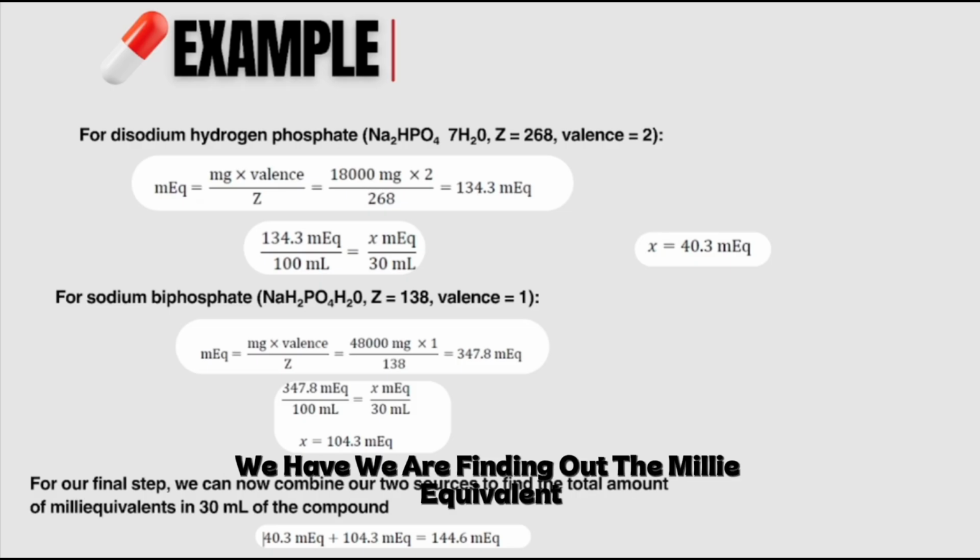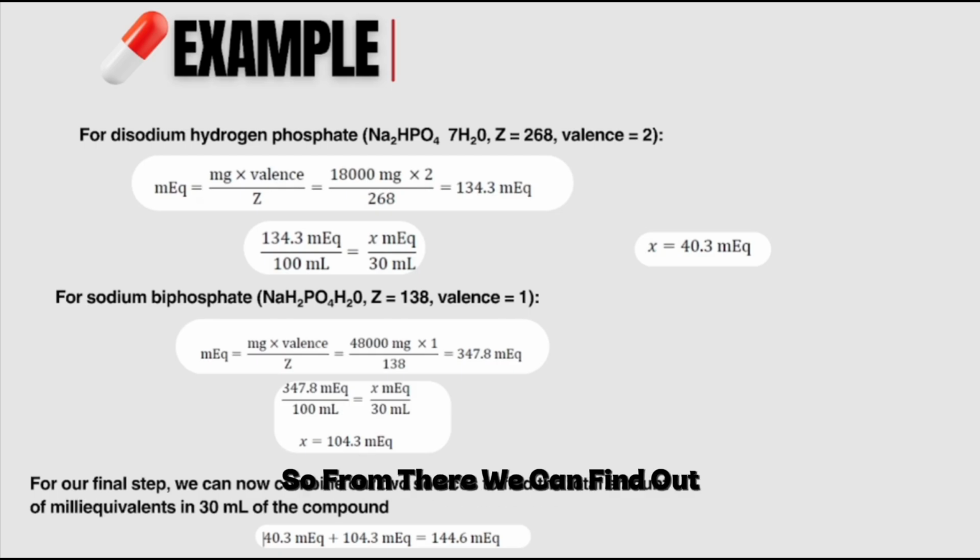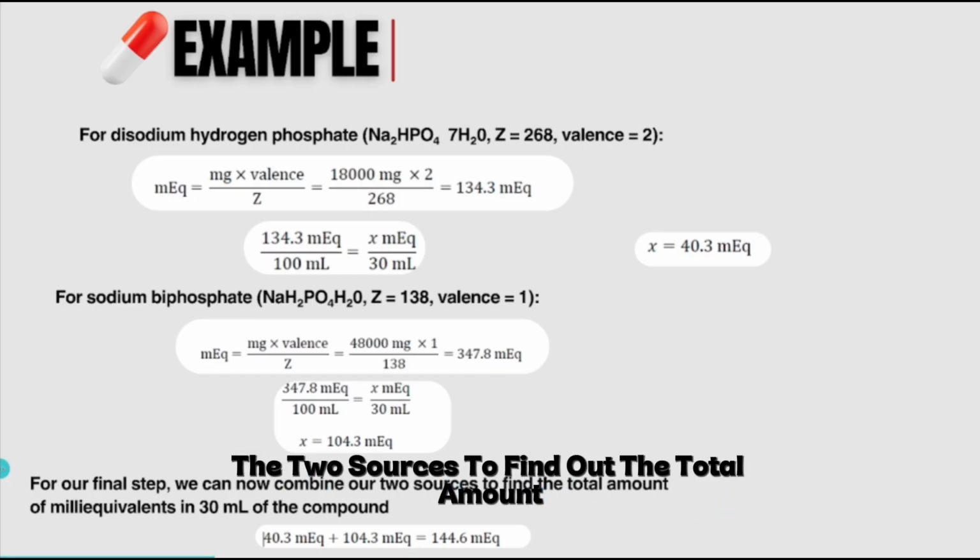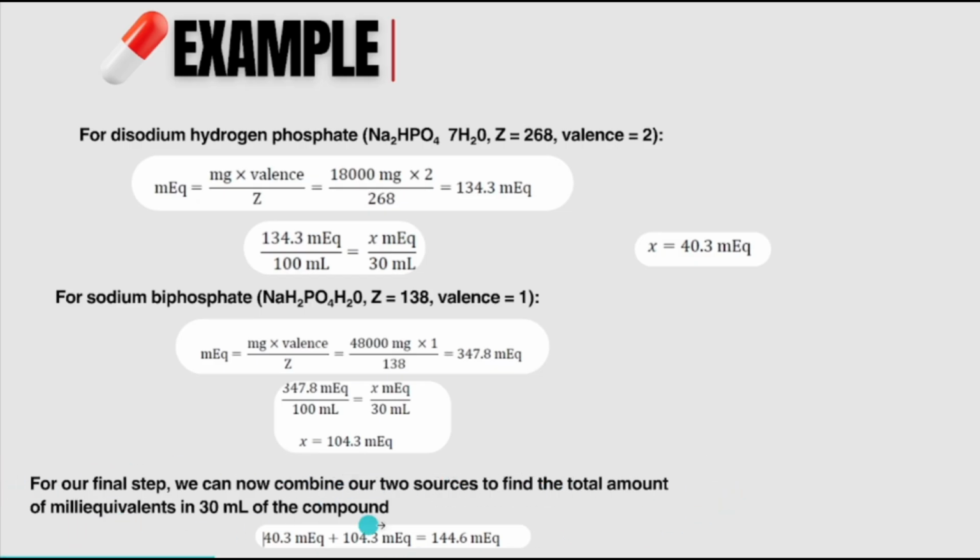We are finding out the milliequivalent that is present in the 100 ml solution. So from there we can find out what is the amount of milliequivalent present in 30 ml of the solution. In our final step, we combine the two sources to find out the total amount of sodium ion present in 30 ml of the compound.